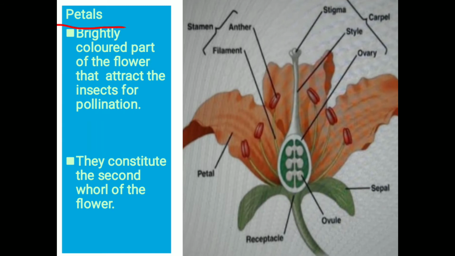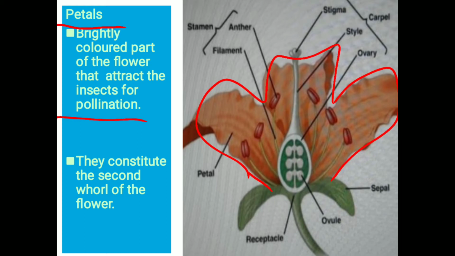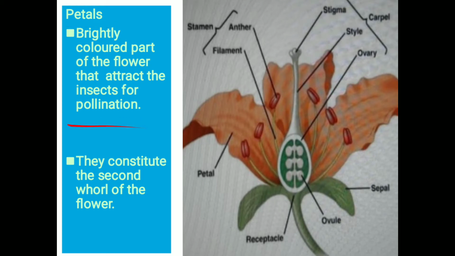Next one is petals. These brightly colored parts of the flower are called petals because they have to attract insects for pollination. So, what is pollination? Pollination is the transfer of pollen grains from the anther to the stigma of the same or a different flower. They also constitute the second wall of the flower.